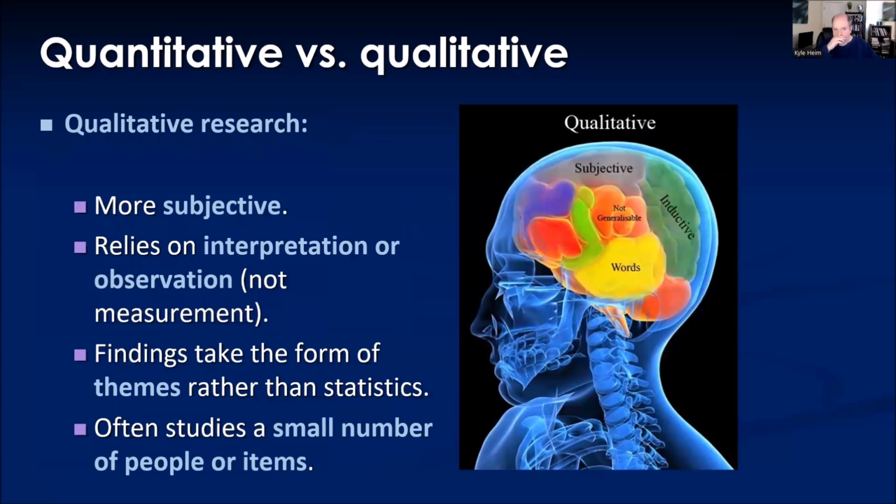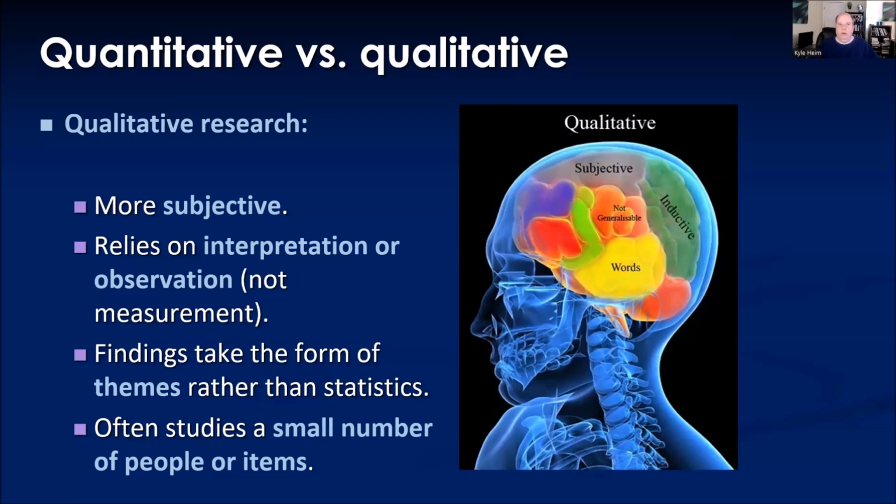What about qualitative? So qualitative research tends to be much more subjective. In fact, a qualitative researcher would probably say there is no such thing as true objectivity, that we're all, by our very nature as human beings, subjective. Qualitative research tends to rely more on interpretation or observation rather than measurement. So it doesn't try to take all of those abstract concepts and turn them into quantities or numbers. As a result, the findings of qualitative research take the form of themes rather than statistics.